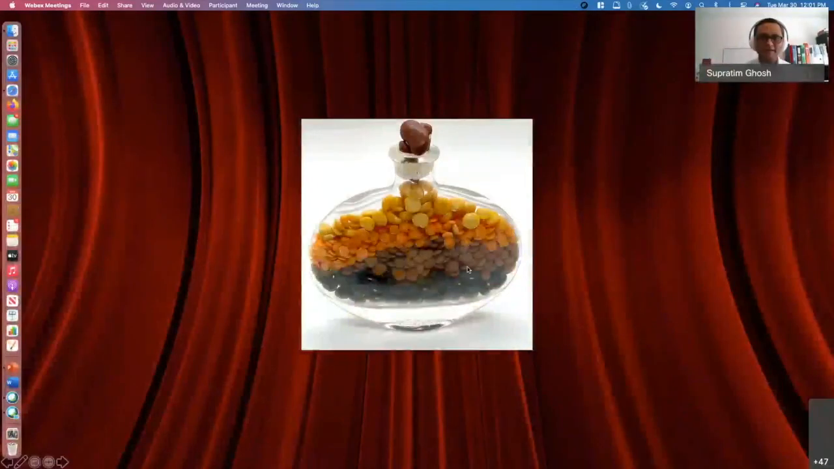So I will start with this. My daughter took this photo of different pulses that we have at our home, and she made sure that I shared this, and I mentioned to give credit to her for this photo.